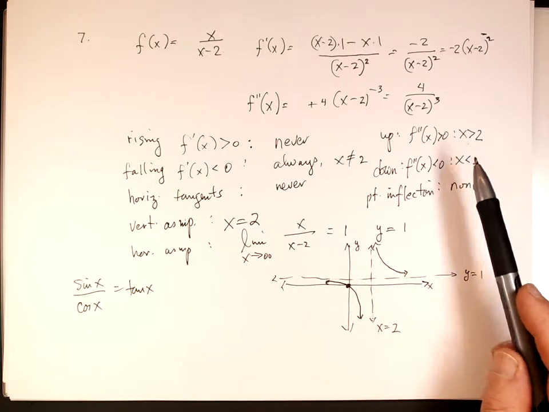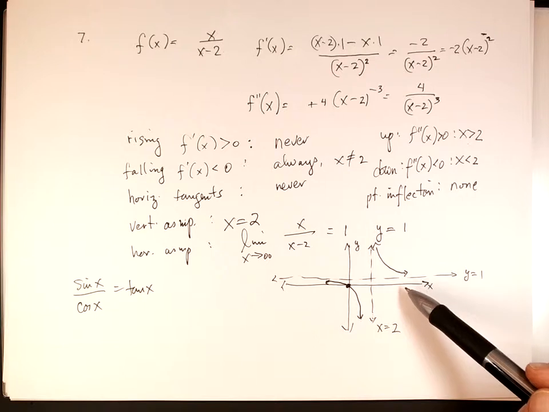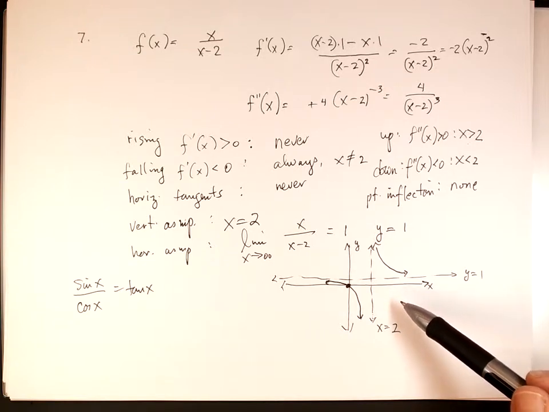11 is a vertical asymptote, x equals 2, that's also C. Horizontal asymptote is y equals 1, again, C.